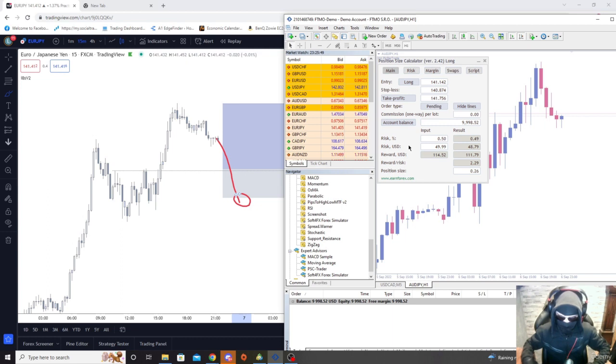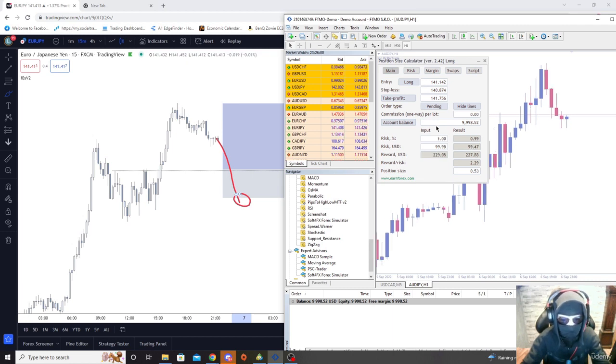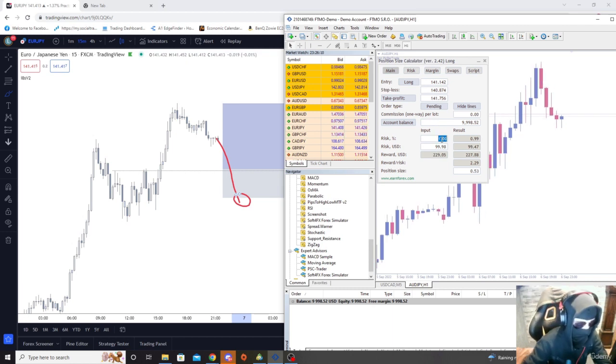And on these accounts, you will have a max drawdown. You will have a max loss amount. So if your max loss is 5% and you risk 0.5, if you lose 10 trades in a row, your account is gone. Or if you have 1% risk, if you lose 5 trades in a row, your account is gone.